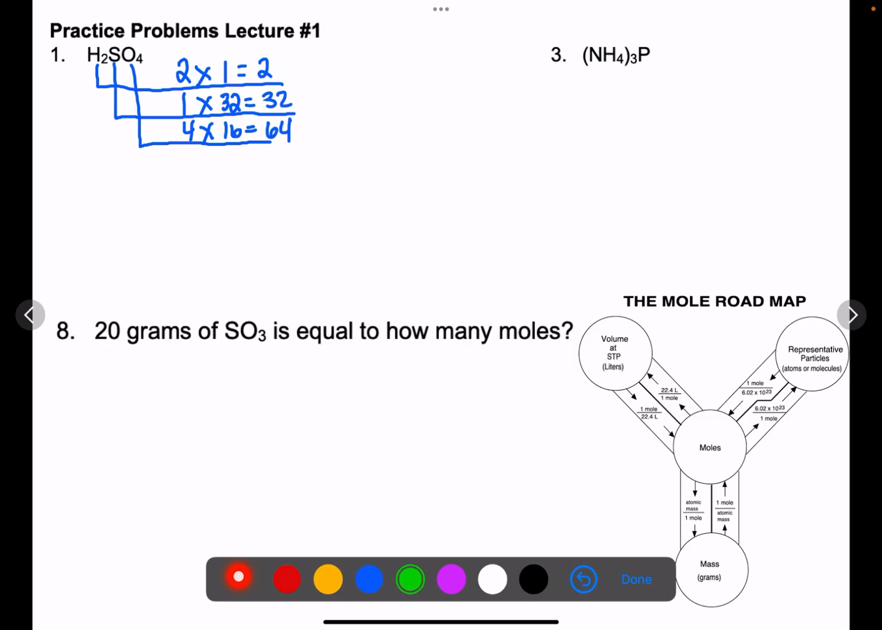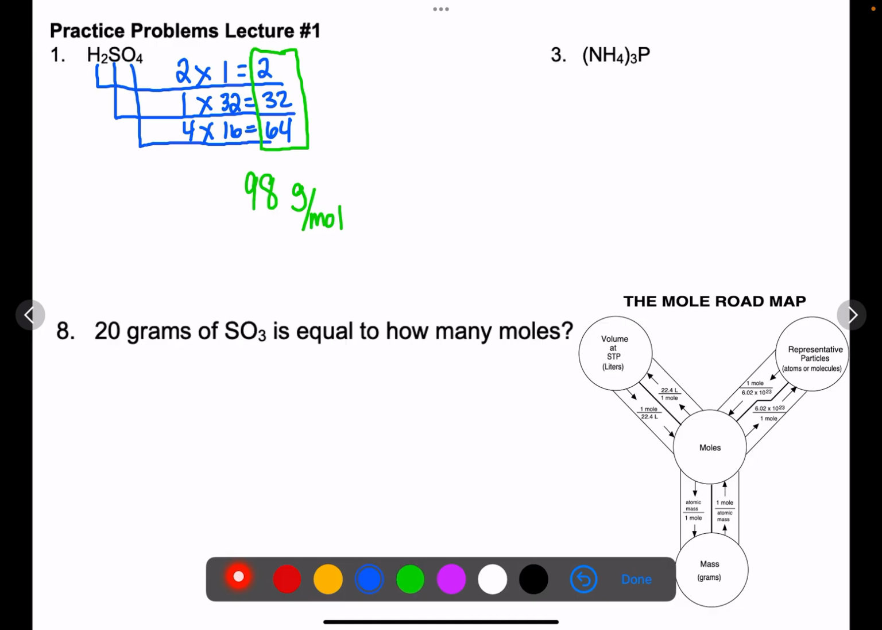And then we're going to add these up. So 2 plus 32 plus 64 gives us a grand total of 98. Don't just write the number. You have to include the label. 98 grams per mole. All right, that is your final answer. That is the molecular weight, the molar mass of H2SO4, sulfuric acid. Okay, take a second, digest that information. And I'll do one with parentheses, so you have an example of that.